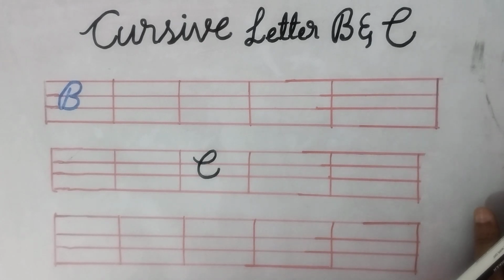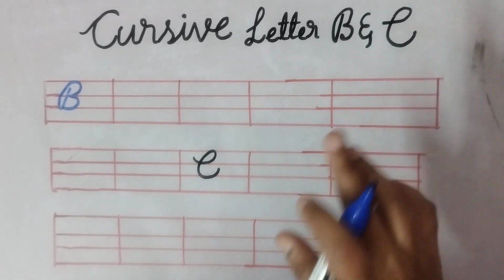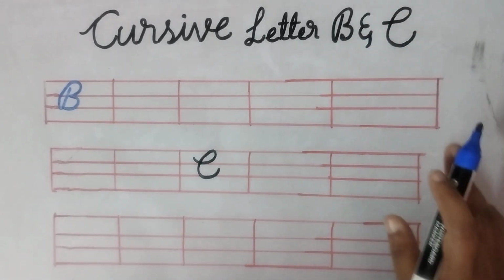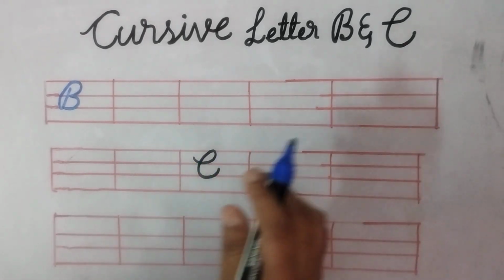Children, today we will learn about cursive uppercase letters B and C. How to write cursive uppercase, capital letter B and C in 4 lines. Okay, let's start.